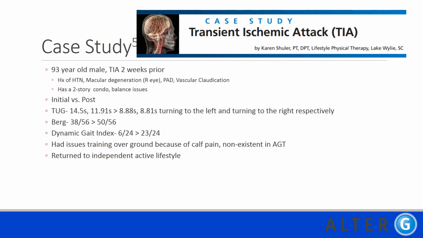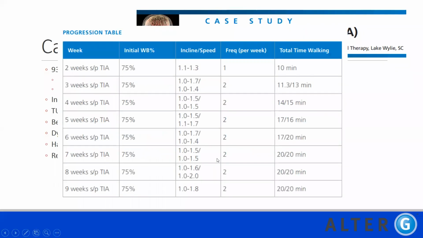But you can see here from the scores, his timed get up and go test improved by 3 to 5 seconds depending on which way he was turning. His Berg balance score improved, and his dynamic gait index was almost perfect after this intervention here. And this intervention was 9 weeks long, twice a week it looked like. And yeah, they started the sessions at 75% body weight. They vary between incline and speed, and duration as well. So another opportunity to use the AlterG in this manner to help someone get back to their daily routine.